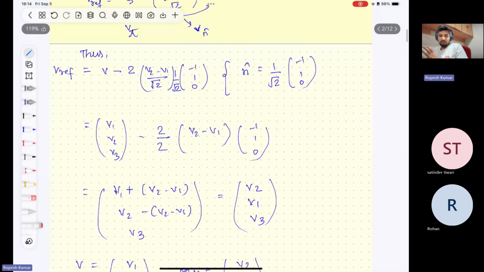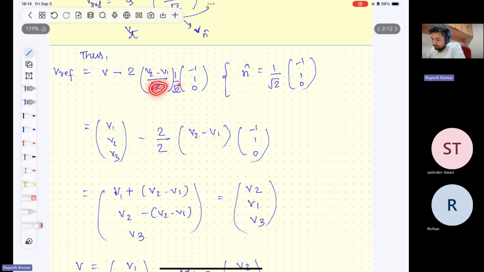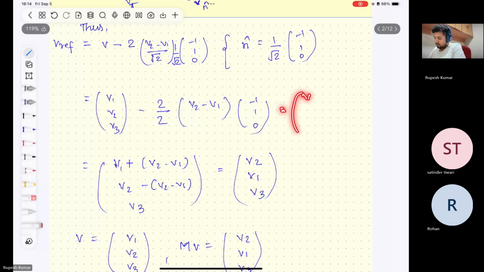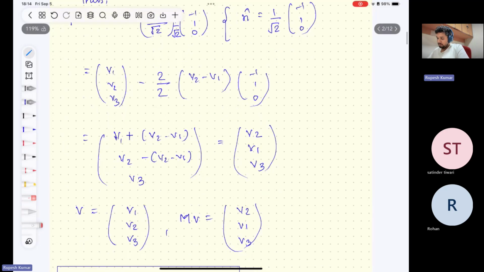Now just do some arithmetic. These scalars will get multiplied, and root 2 into root 2 will give you 2, right? So this denominator becomes 2. In the numerator, we already had 2, so these two cancel out. So the final equation you get is v1, v2, v3 minus v2 minus v1 into this minus 1, 1, 0, right? So these two cancel out, and then you write this equation as v1.